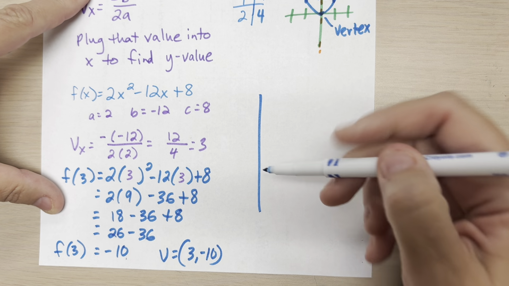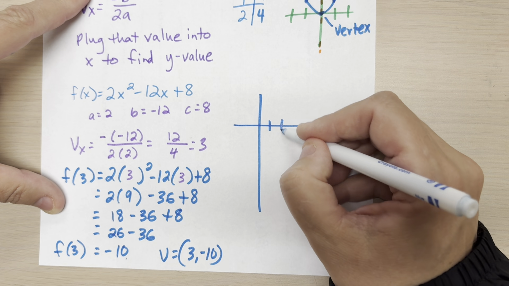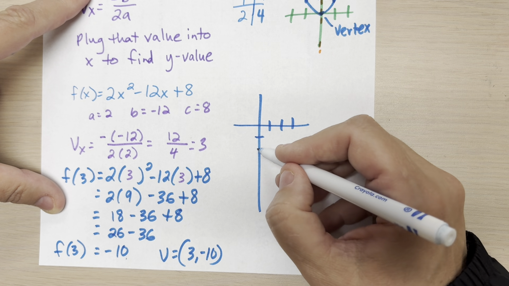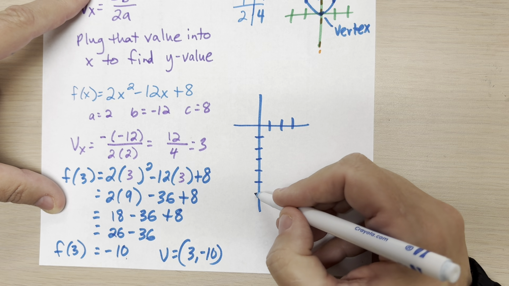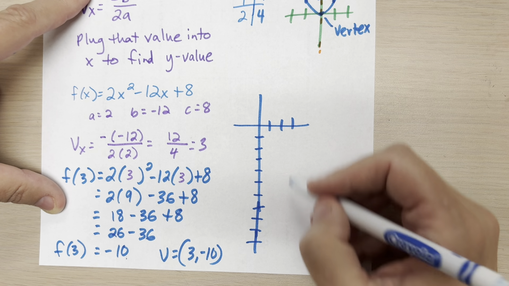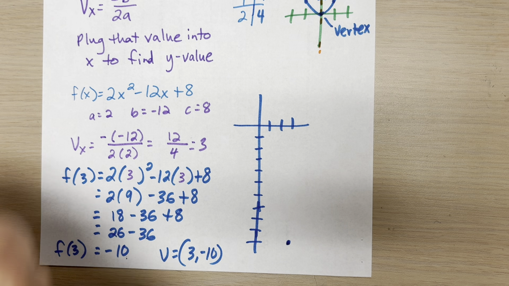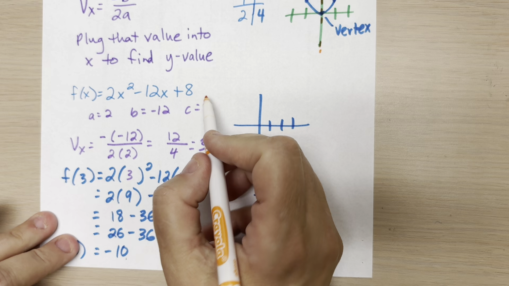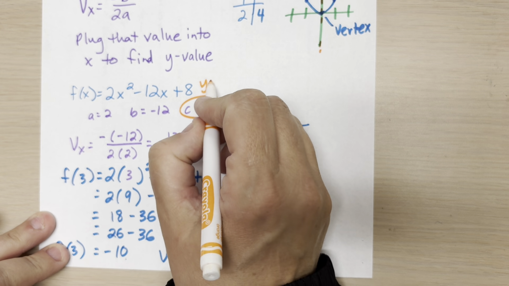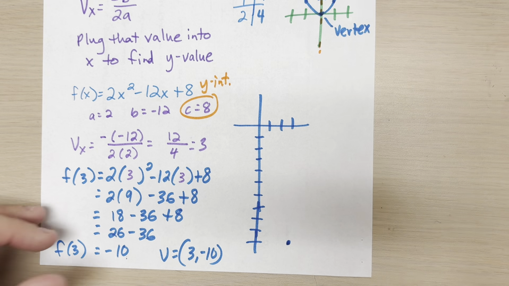Okay. Let's do a quick sketch of this thing. We're going to go over 1, 2, 3, down 1, 2, 3, 4, 5, 6, 7, 8, 9, 10. Here we are. Now, another point that is on this graph will always be your c value. That's the y-intercept. Unfortunately, this is +8, which is way up here, so that's going to be tough for us to sketch.